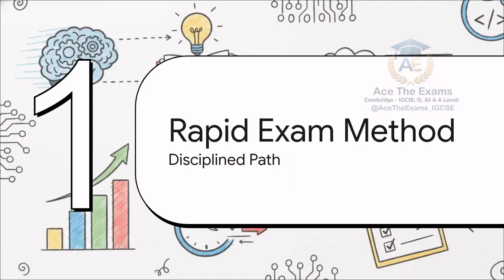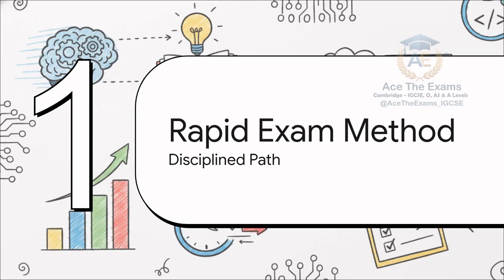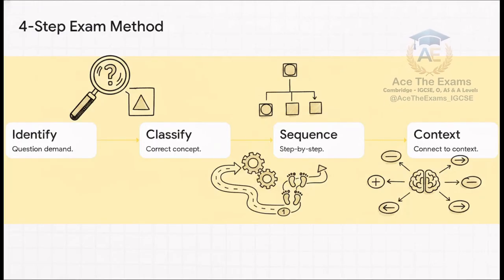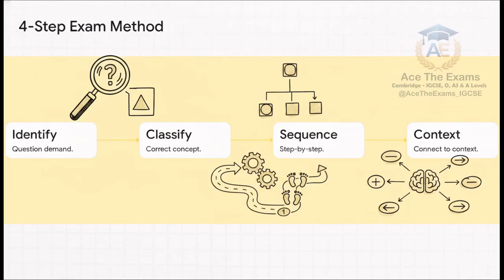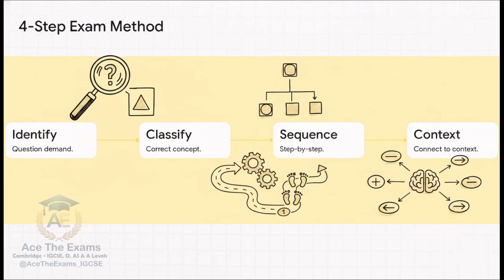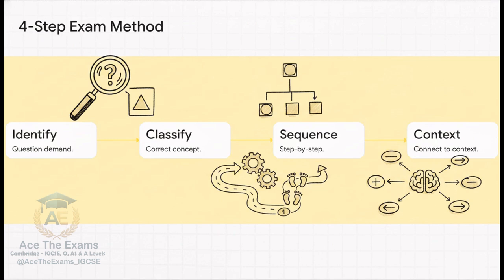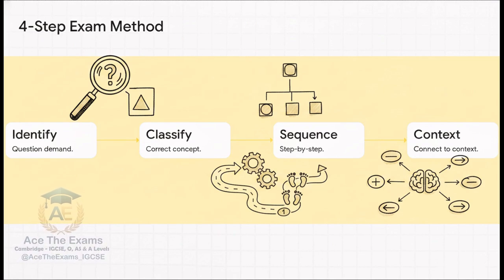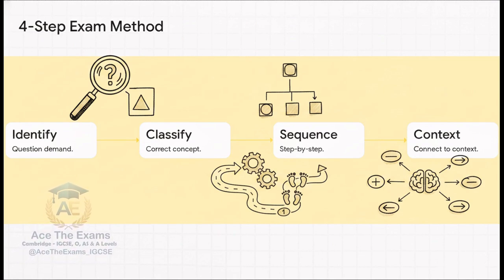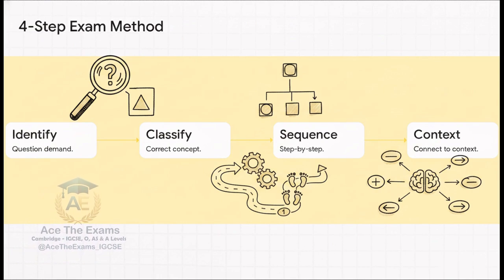Part 3, Rapid Exam Method Review. Now, we need a highly tactical approach to tackle any internet risks and safe use question. This disciplined path stops you from panic writing. Step 1, identify the demand of the question. Are they asking for a process explanation, hardware selection, or maybe an evaluation of alternatives?